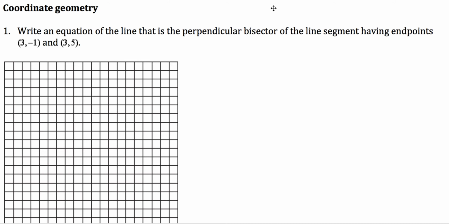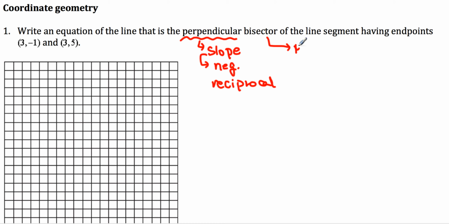Let us look at some coordinate geometry questions review. The first one here, I want you to write an equation of a line that's perpendicular. So as soon as you see the word perpendicular, I want you to think about the slopes. What about slopes? Slopes have to be negative reciprocal. All right, bisector means the midpoint. So those are the connections which we have to use.